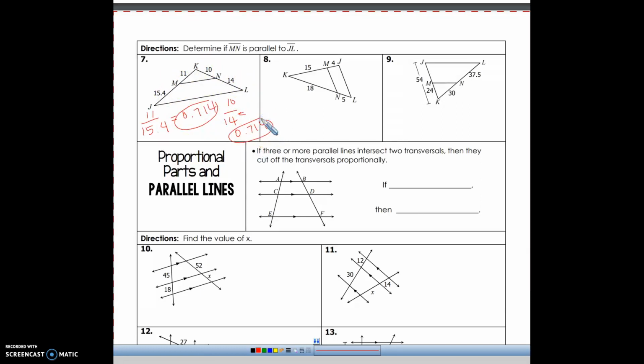Therefore, I do know that MN is parallel to JL. I can prove that because my segments are proportional. Okay, you try 8 and 9.